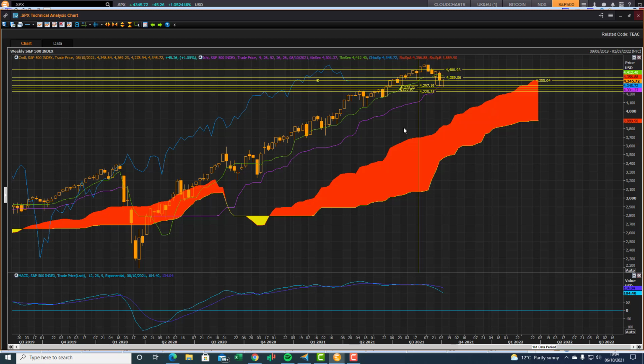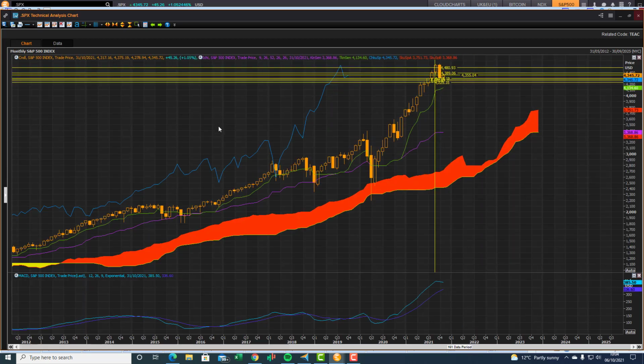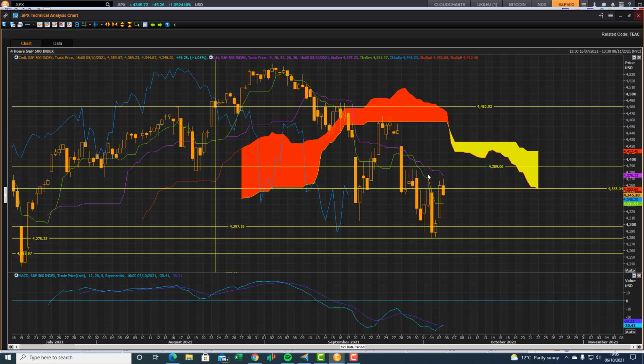So watch out. Market's still quite extended from the top end of the cloud. I'm not even going to mention the monthly because you can see how overly extended this market is. So it's incredibly high risk trading the S&P at this point in time. Let's go look at the 4-hour chart.